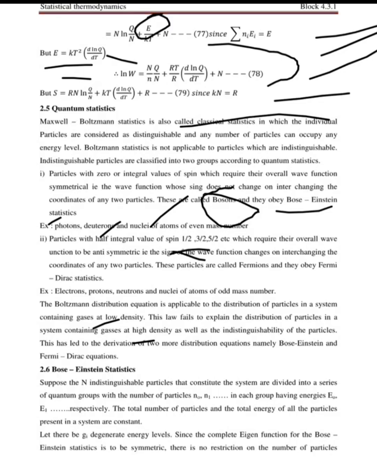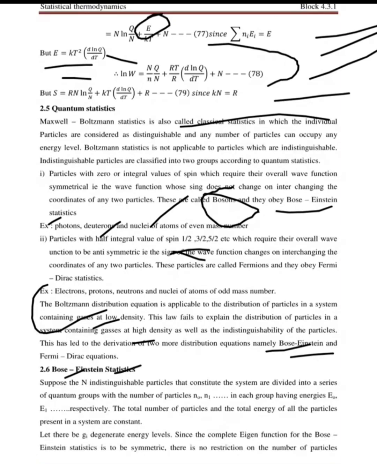So for this drawback, two other distribution equations have been derived, by Bose-Einstein and Fermi-Dirac. Apart from the Maxwell-Boltzmann statistics, there are two other derivations, the Bose-Einstein and Fermi-Dirac equations, because the Boltzmann statistics fails to explain the distribution of particles in gas at high density. So coming to the next topic, the Bose-Einstein statistics.